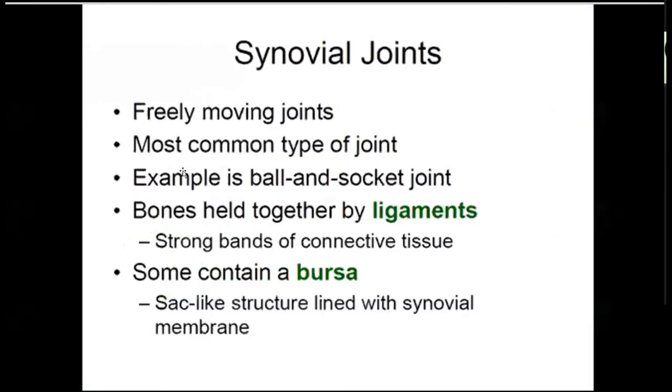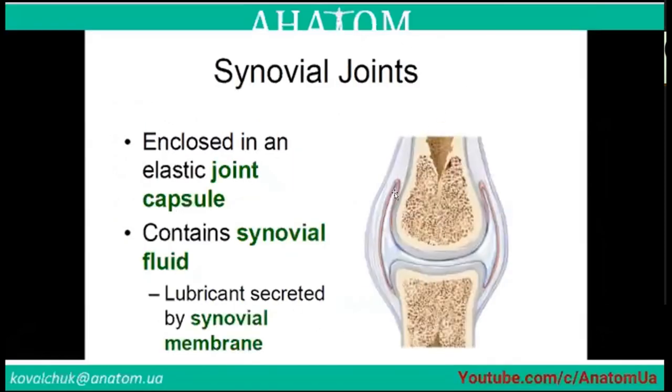Next, synovial joints. They are freely moving joints, the most common type of joint. An example is the ball and socket joint. Bones are held together by ligaments and some contain a bursa. A synovial joint is enclosed in an elastic joint capsule, contains synovial fluid and has a joint cavity. But this cavity can be seen only when the capsule is crushed or cut. It contains synovial fluid, a lubricant secreted by the synovial membrane in the internal structure.